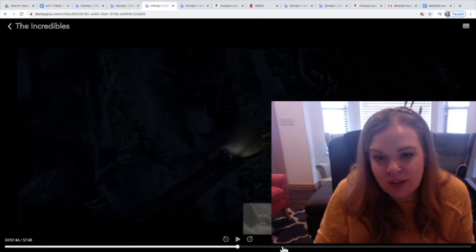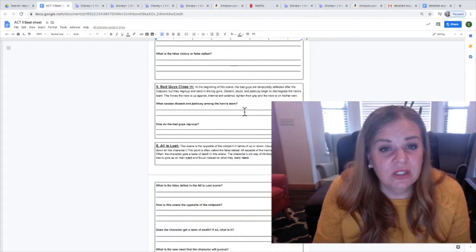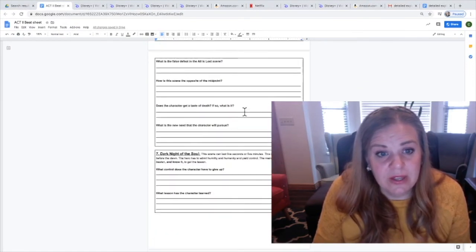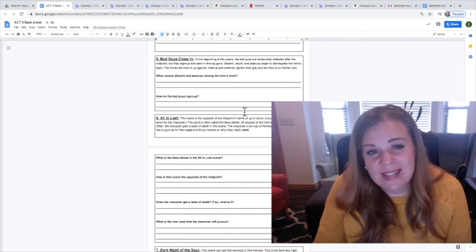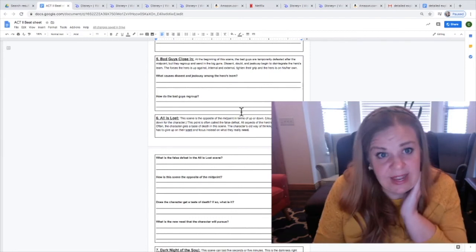Here in The Incredibles, his wife thinks that he's having an affair, and she's kind of angry at him, and they all get separated from each other, the Incredible family. Look for something that causes doubt, dissent, and jealousy on the heroes' team, and you're going to look for the bad guys coming together.